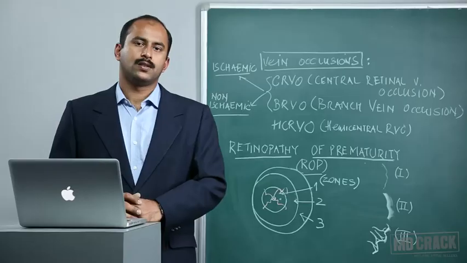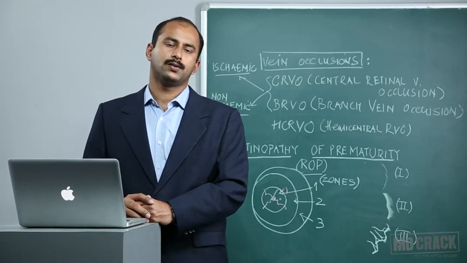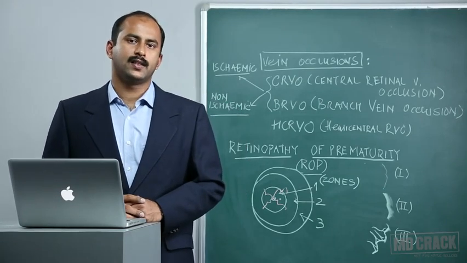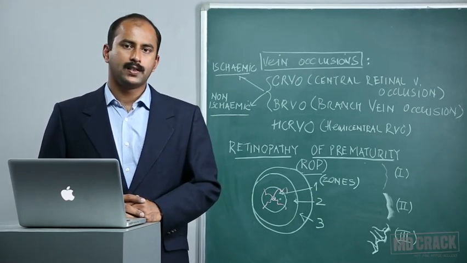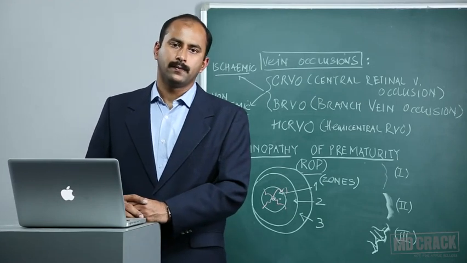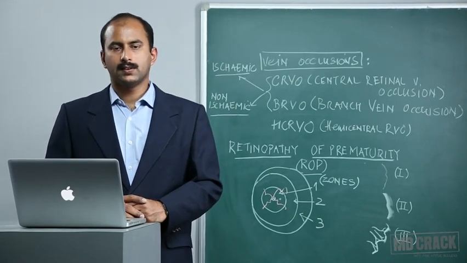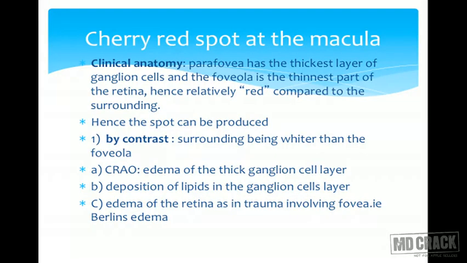Coming to a very important topic in terms of the multiple choice question and somewhat less relevant clinically is a cherry red spot at the macula. It is very important for us to understand and easily remember, as the amount of importance it is given in examinations is quite significant. For that, we have to understand the clinical anatomy.